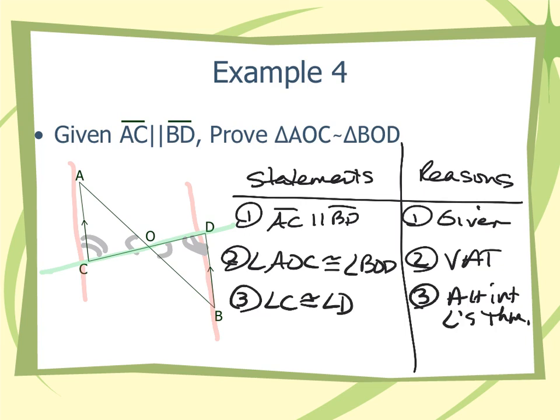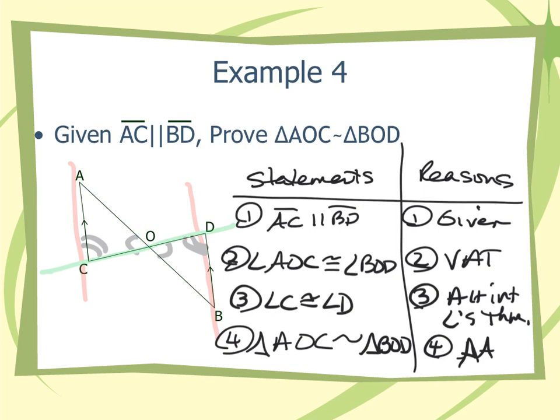And now my last statement is what I was trying to prove. That triangle AOC is similar, not congruent this time, to triangle BOD, and that's the AA similarity postulate. You can just put AA. You don't need to put similarity postulate.